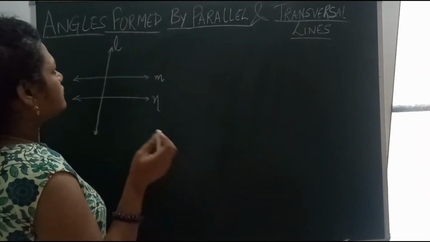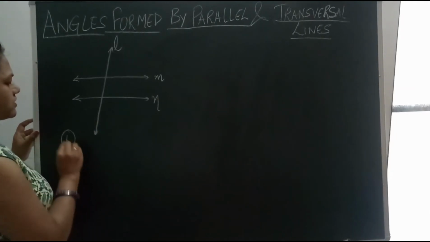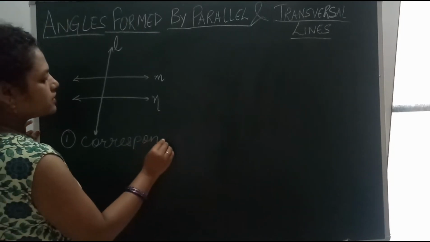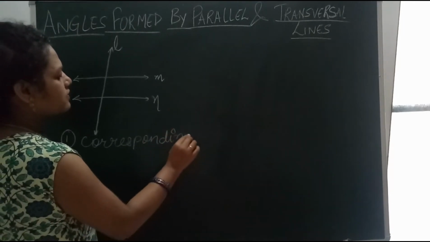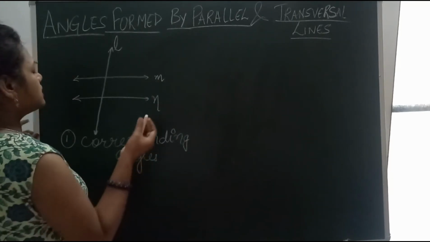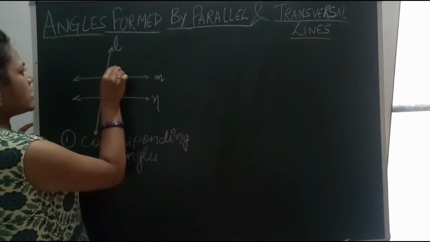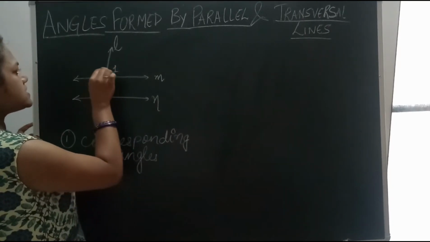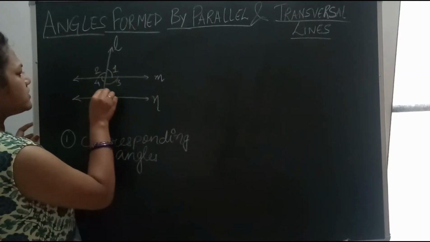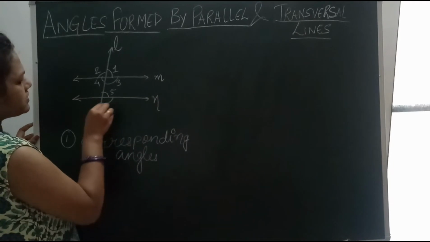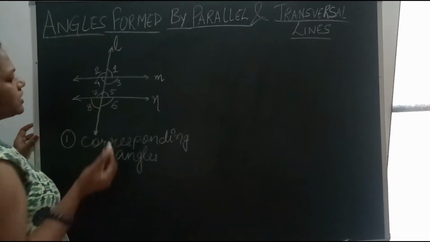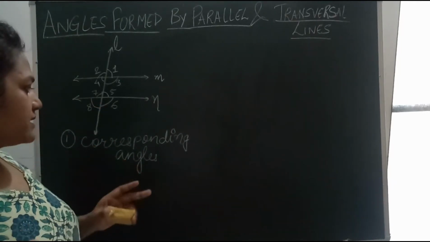So first we will go with corresponding angles. We will see how corresponding angles form. Name this as 1, then this has 2, this has 3, 4, then here 5, 6, 7, and this has 8. We will see corresponding angles.